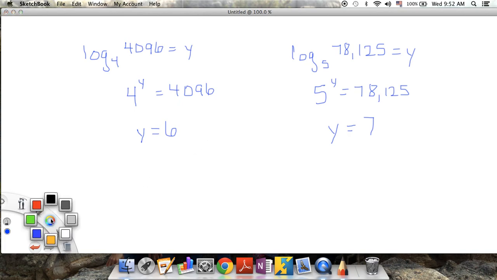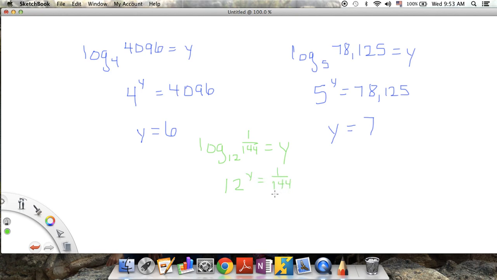Let's try one more. What if we have log base 12 of 1 over 144? We want to know what that is. Well, again, change it to an exponential and figure out what y has to be. Well, we know that 12 squared is 144, and we know that a negative exponent is going to put it in the bottom. So that tells us that y is negative 2.